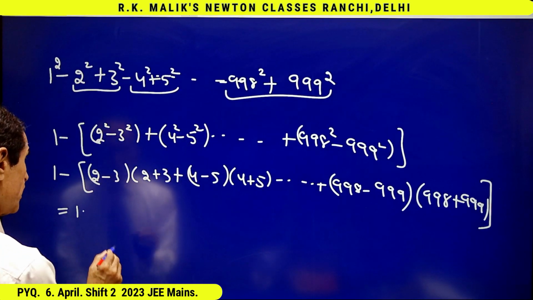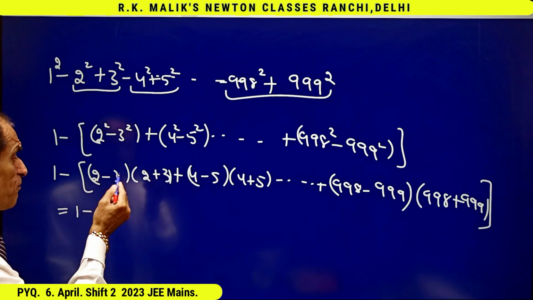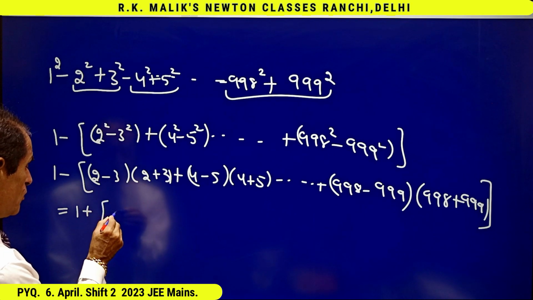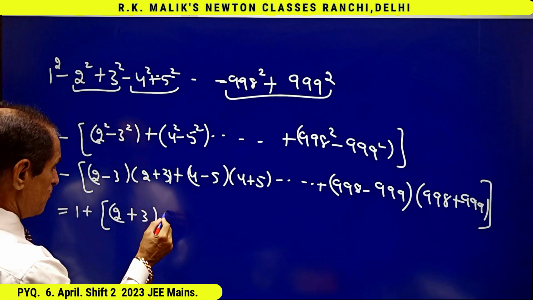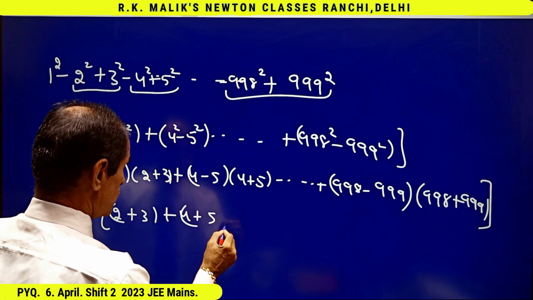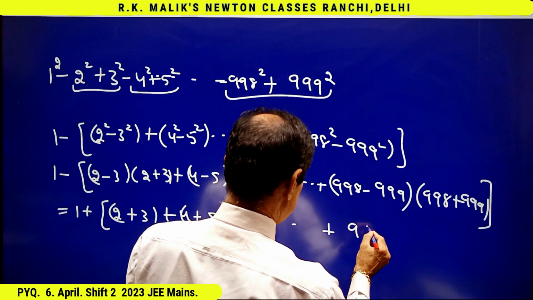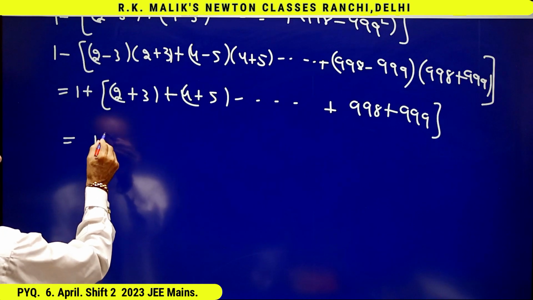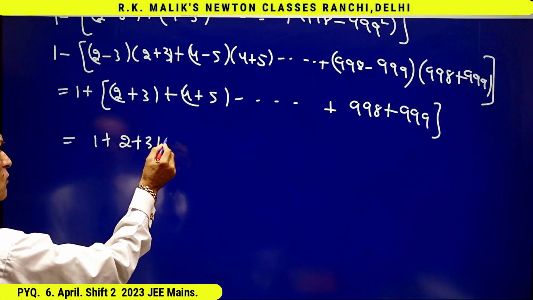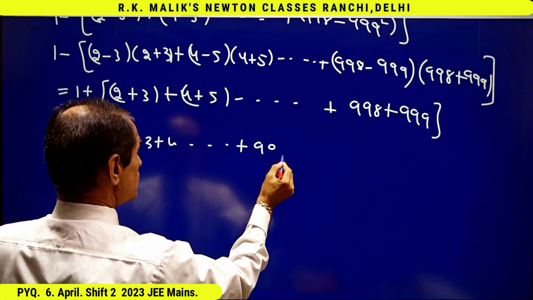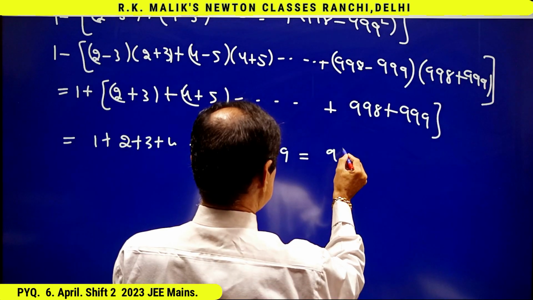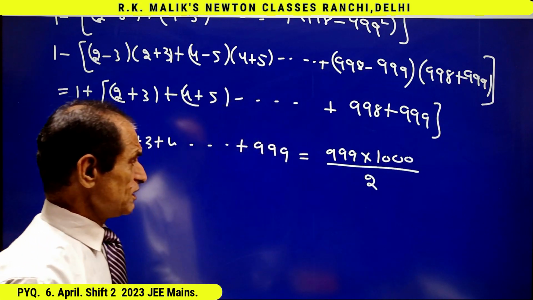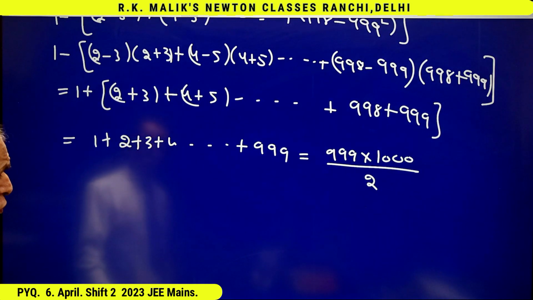And this is equal to 1 minus. Each term has one part minus 1 that can be taken common, and plus will be there. Now plus 2 plus 3 plus 4 plus 5 up to 998 plus 999. Now it is 1 plus 2 plus 3 plus 4 up to 999. That is 999 into 1000 by 2. Isn't it very simple as compared to the normal way?